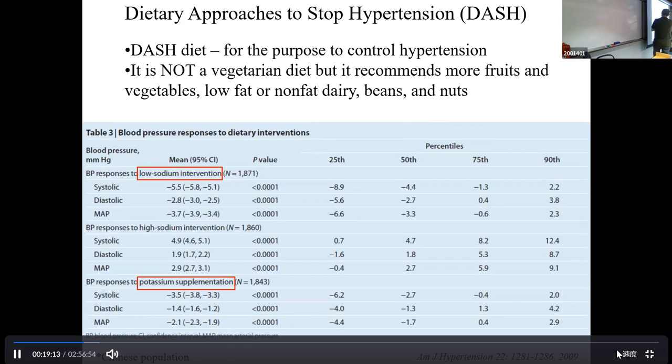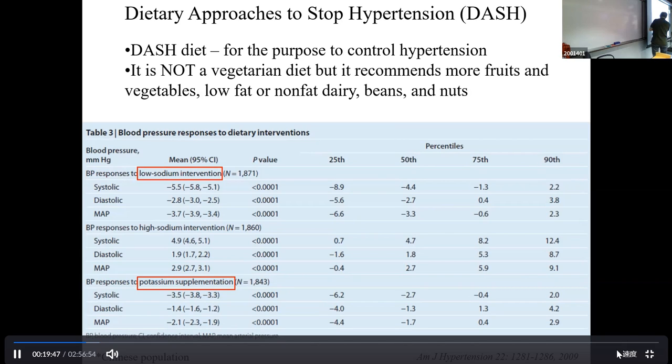Now, this is just a study showing you what the blood pressure response is to a low sodium intervention. If you decrease your sodium, you can see that your systolic and diastolic pressure will go down. This is in millimeters of mercury, and these are considered clinically significant: 5.5 and 2.8, systolic and diastolic.